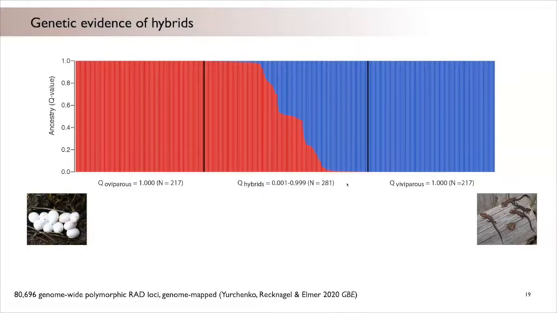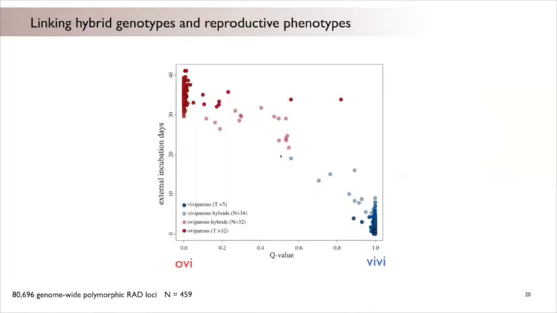Everything from putative F1 hybrids and then backcross in between. And we can link, looking only at the oviparous and viviparous. Is that okay?